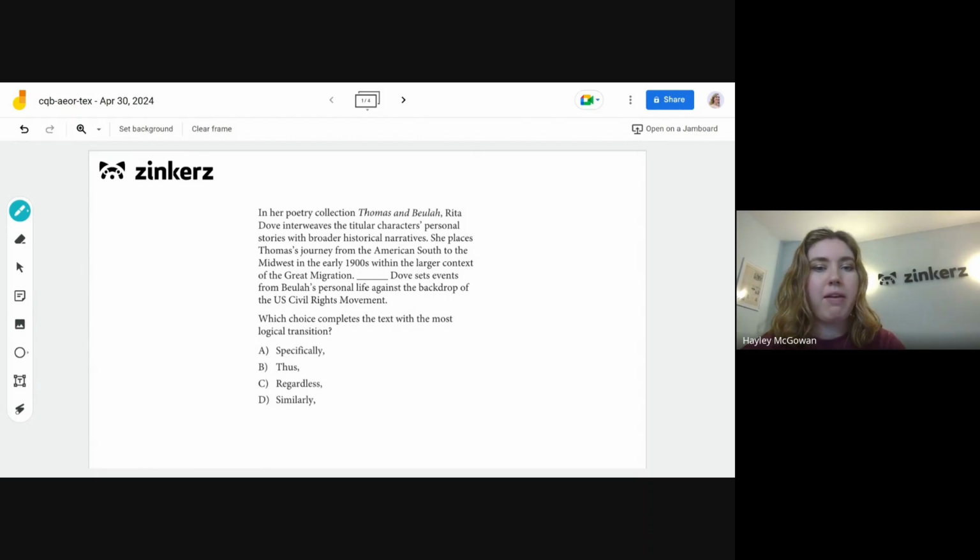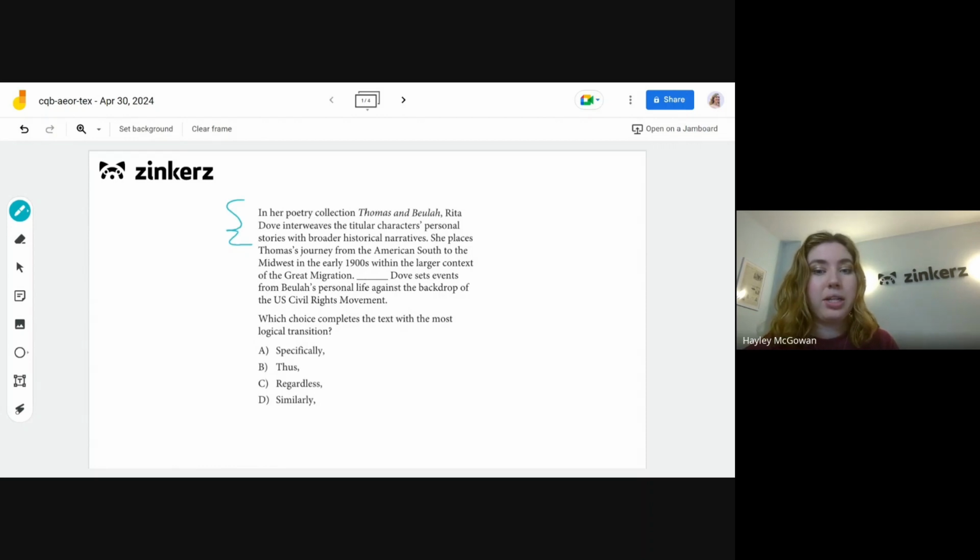In this case, we have our first sentence here, and that's always going to be our topic, our main focus. It tells us that this author, Dove, interweaves her characters' personal stories within broader historical narratives. So that's our umbrella idea, if you will. Then we have our next sentence, where she talks about Thomas and his journey from the American South to the Midwest within the larger context of the Great Migration. So we have this one character, Thomas, set within the historical narrative of the Great Migration. That's one example that we can think of.